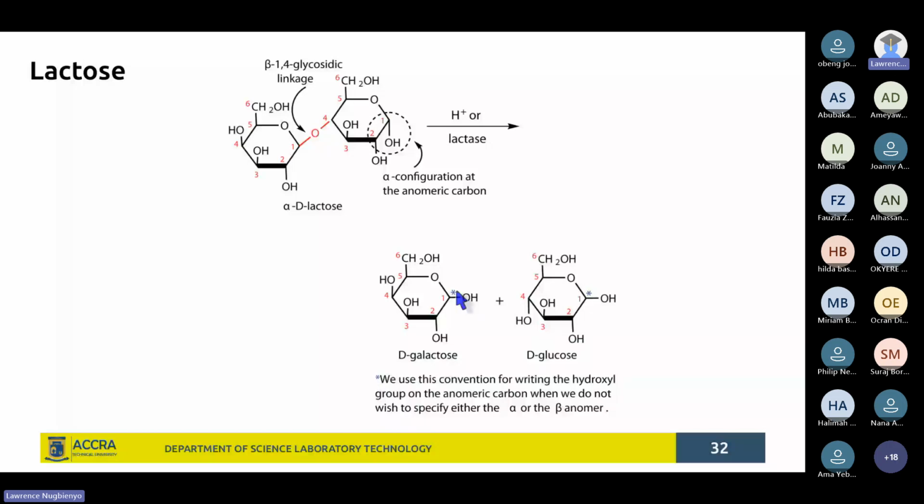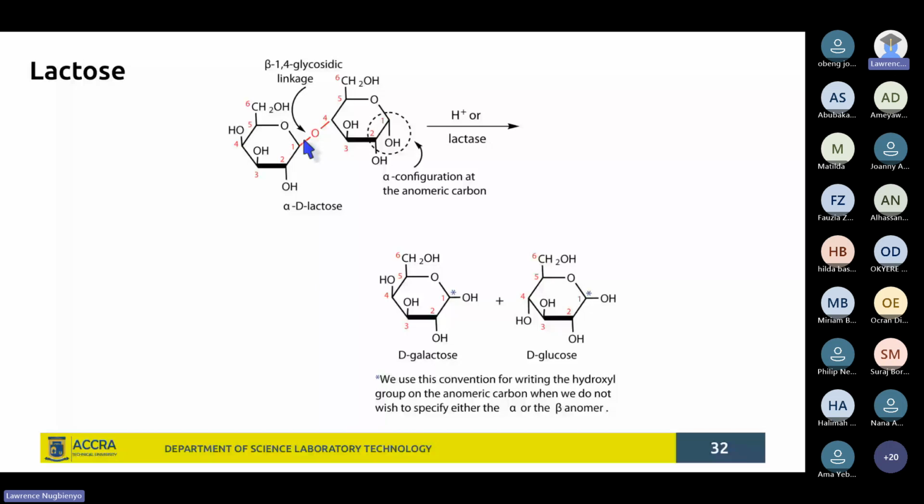That is another way of representing these Haworth perspective formulas, the ring structures, where the configuration, whether alpha or beta, is not shown. It's open. It can be either of them, and they react. If it was a breakdown, yes, you have that enzyme, lactase, that is acting there. And here again, you see the bond which is formed between the galactose and the glucose molecule. You see that's a beta bond over there.